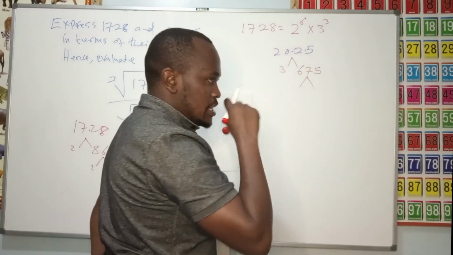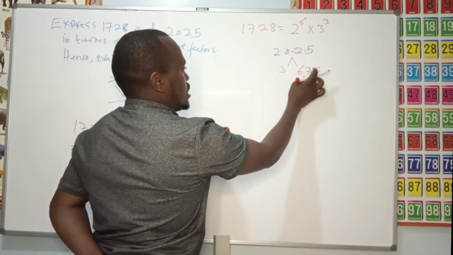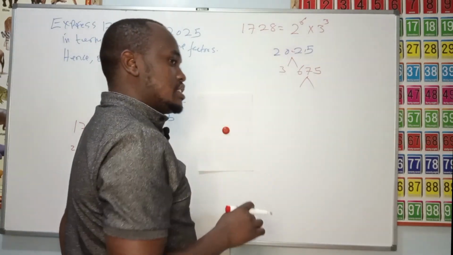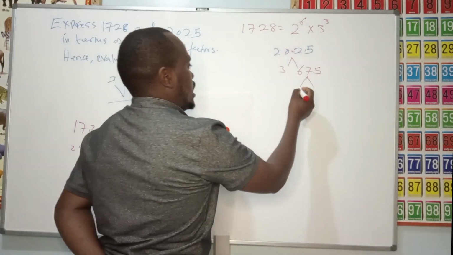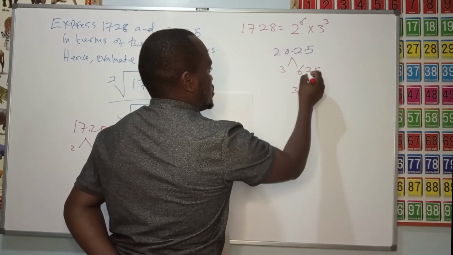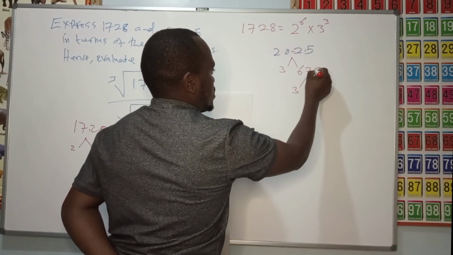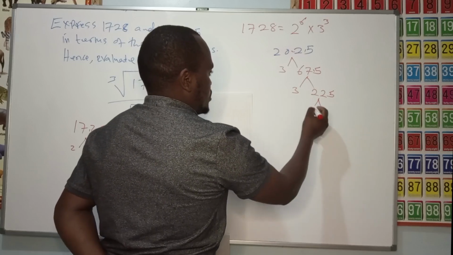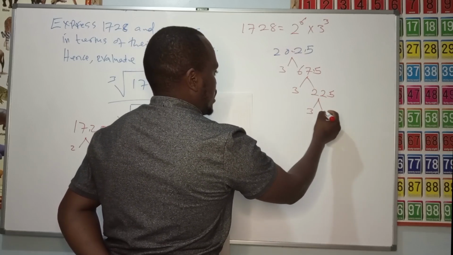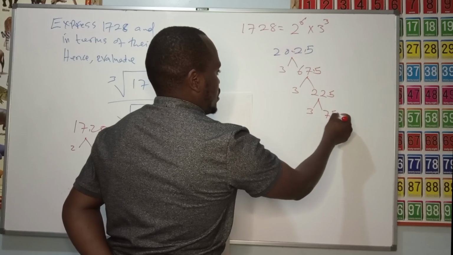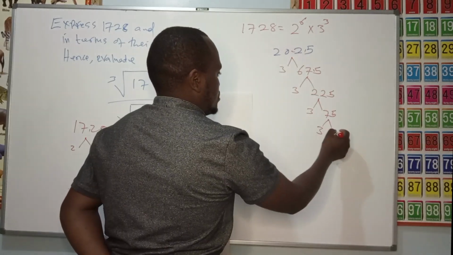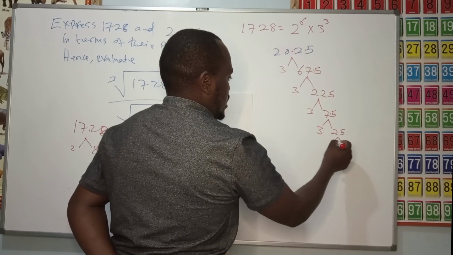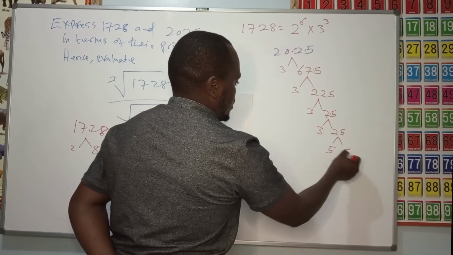Again, is it divisible by 3? Yes, because 6 plus 7 is 13, plus 5 is 18, and 18 is divisible by 3. You get 225. Is it divisible by 3 again? Yes, when you add the digits it is 9. So divide by 3 and you have 75. Again by 3, you have 25. Then it is 5 and 5.